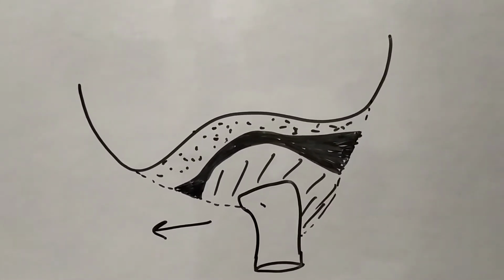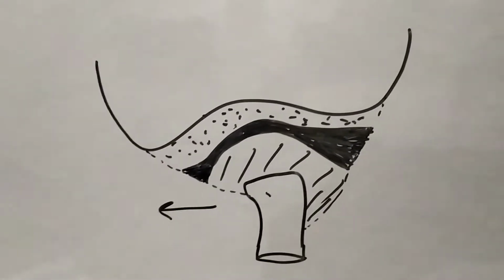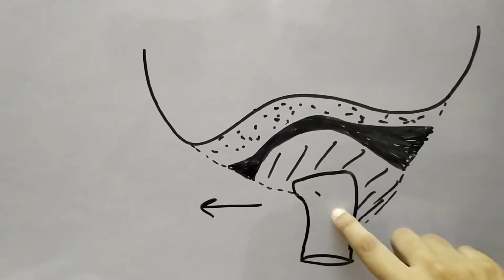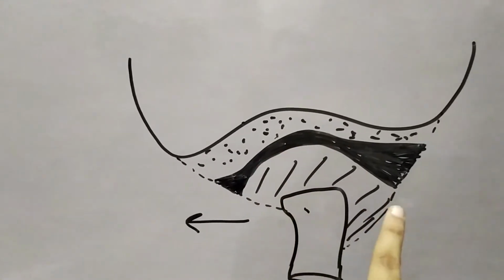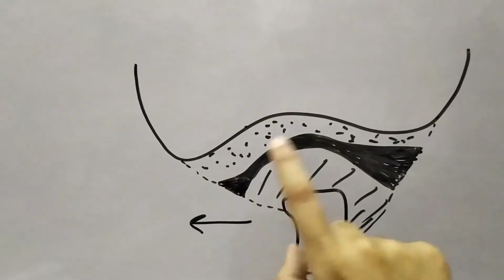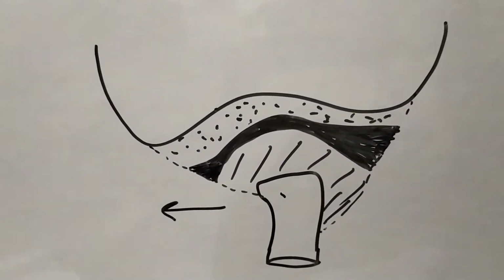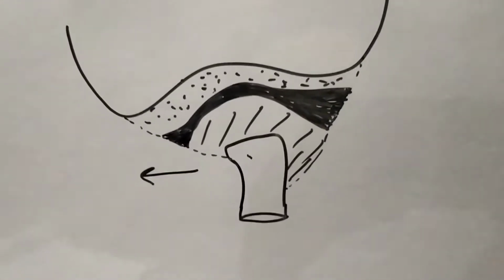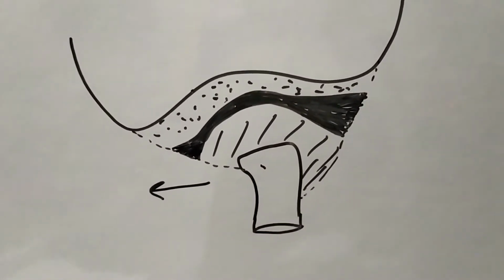The diagram which you can see in front of you is the diagram of the temporomandibular joint. This is the temporal bone. This is the condyle of the mandible, the dark region being the articular disc. The upper compartment, which has been represented by dots, is the meniscotemporal compartment, while the lower compartment is the meniscomandibular compartment.